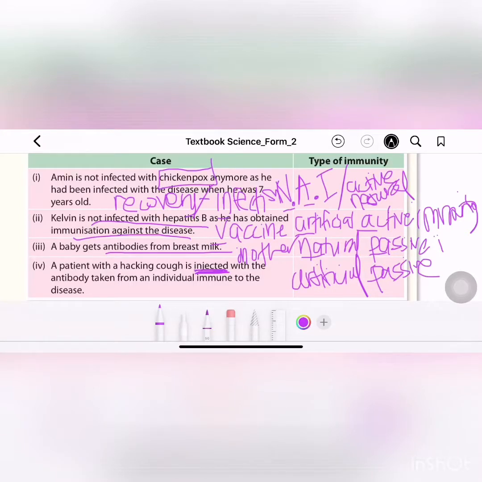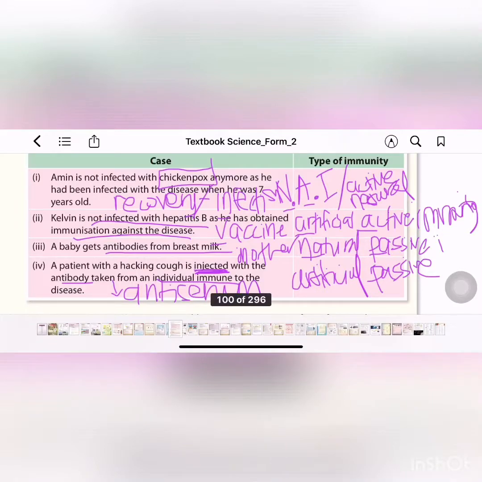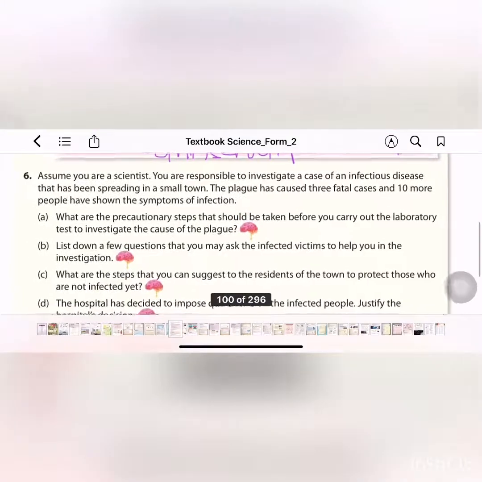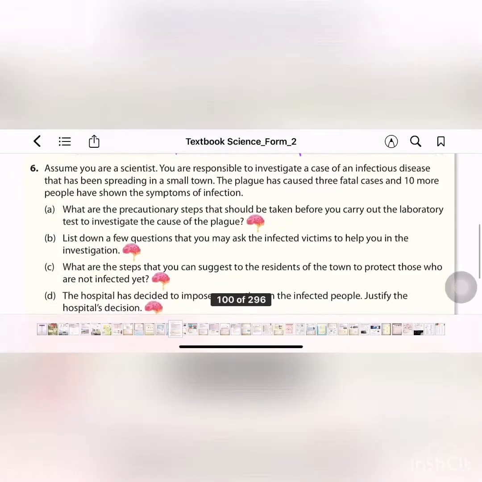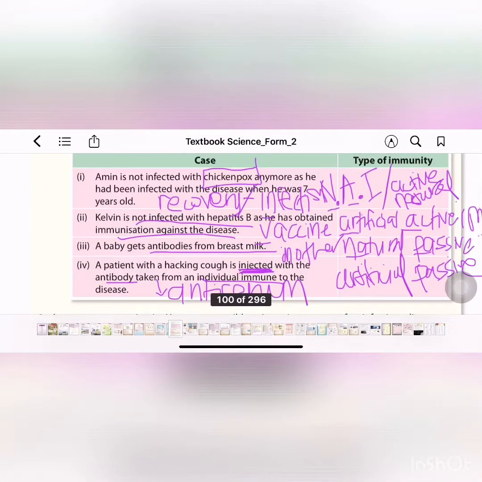Individual immune, antibody taken, this is actually called anti-serum. There's no other way to memorize. You just have to read and read and read until you remember. If I have a way to remember, of course I will share it with you guys. If you have a way that you can share with the rest of us, please share. Because it's very hard to remember all these four types of immunity. I myself find it hard. Not just you.